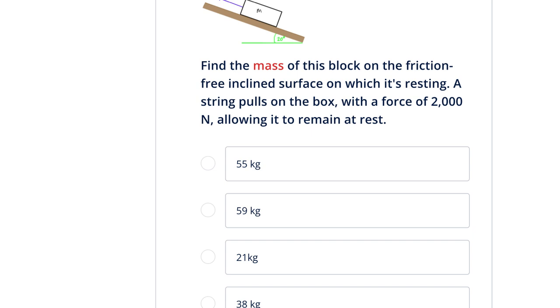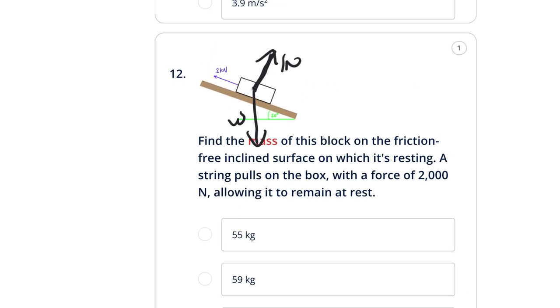Now a string's pulling up on this. So we have the weight going down, and the normal force going perpendicularly up from the surface. We have the x component of the weight and the y component of the weight. I'm kind of being lazy here by not drawing it straightened out. Maybe you want me to, so let's straighten it out.